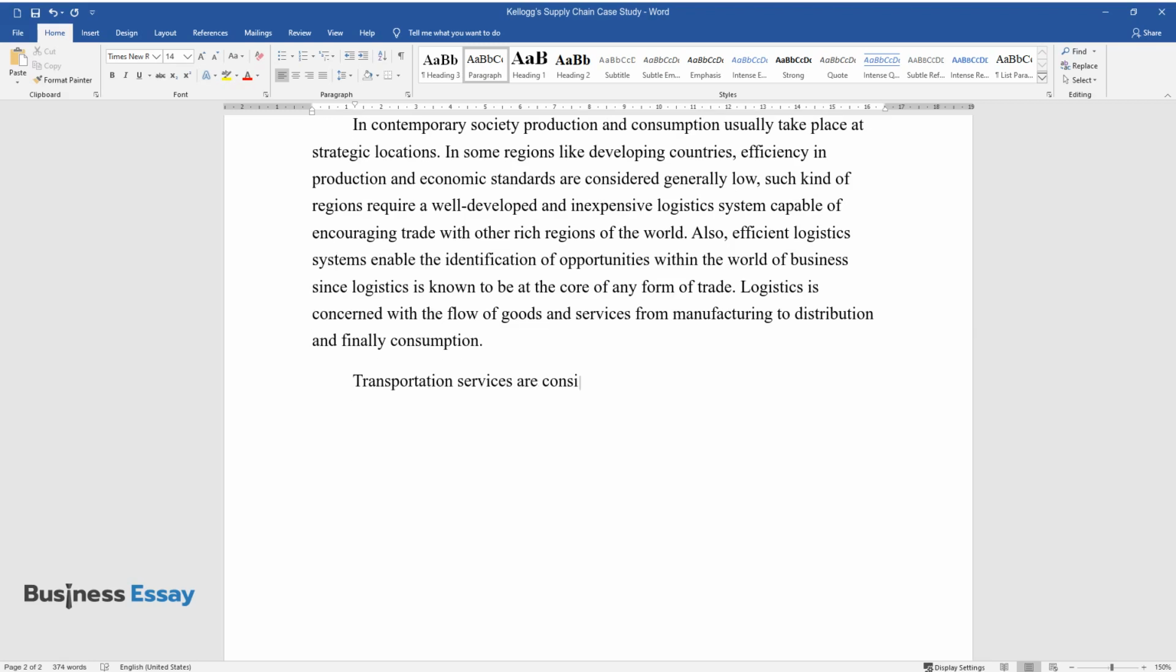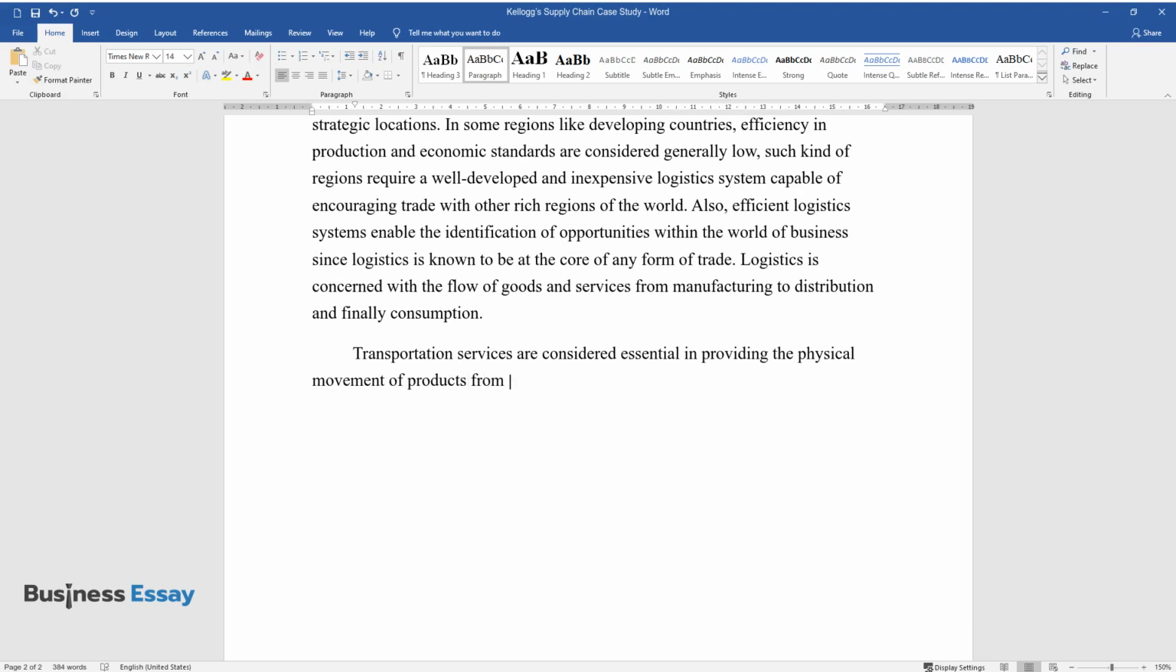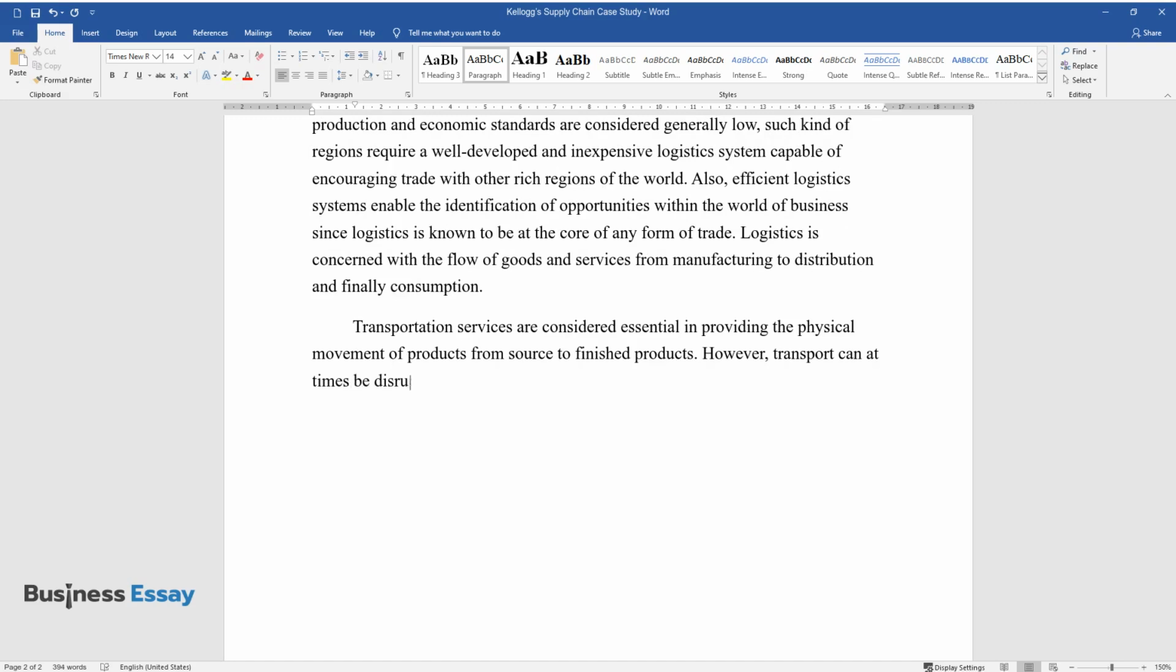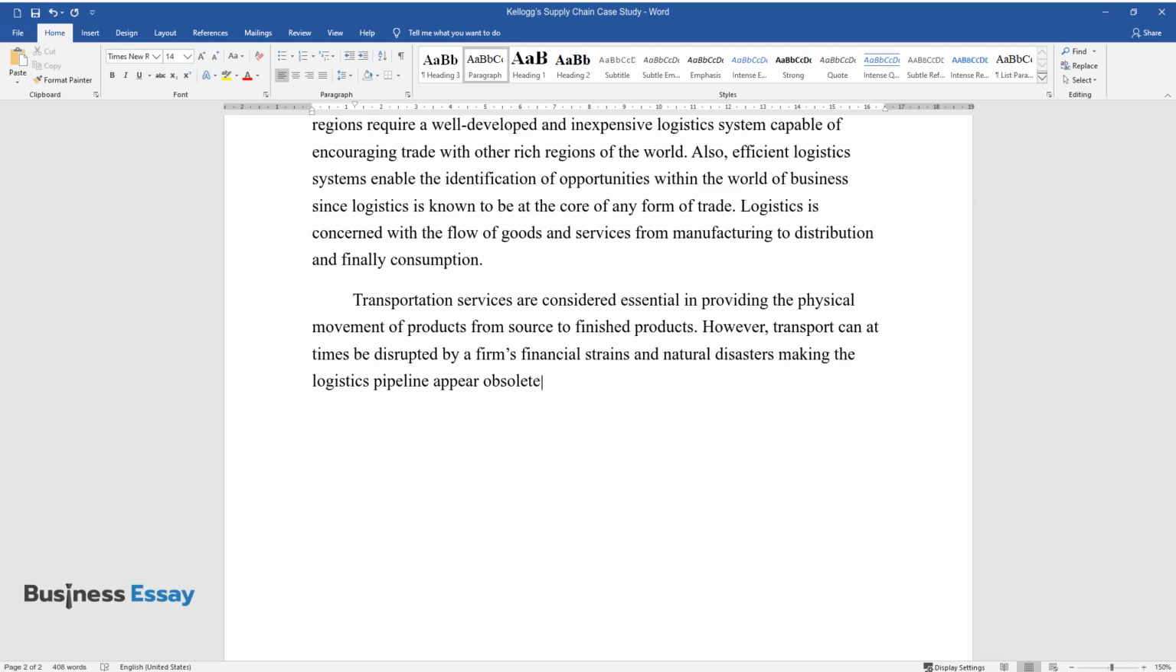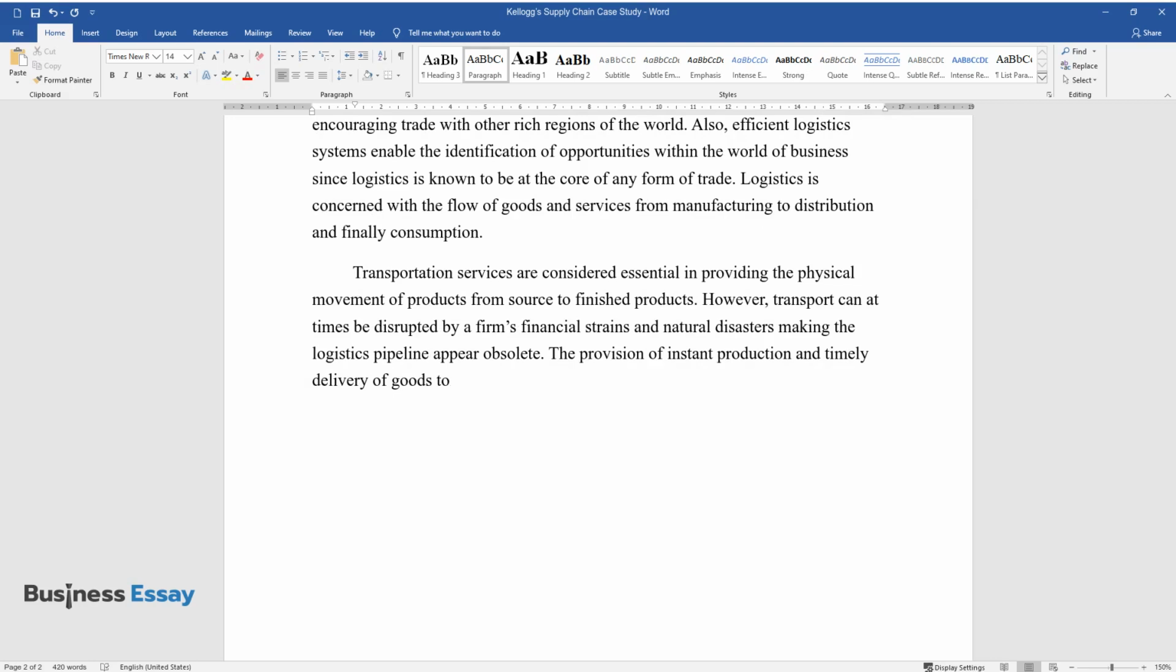Transportation services are considered essential in providing the physical movement of products from source to finished products. However, transport can at times be disrupted by a firm's financial strains and natural disasters, making the logistics pipeline appear obsolete. The provision of instant production and timely delivery of goods to customers requires the use of inventories.